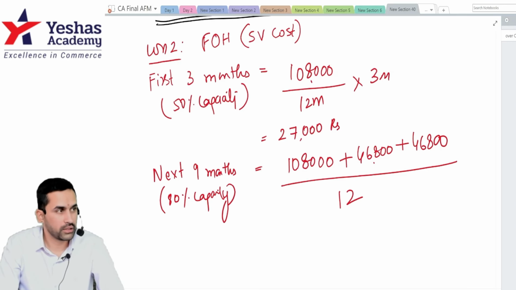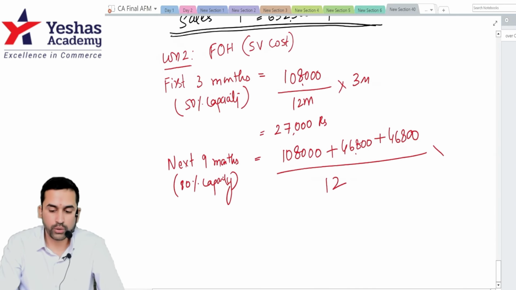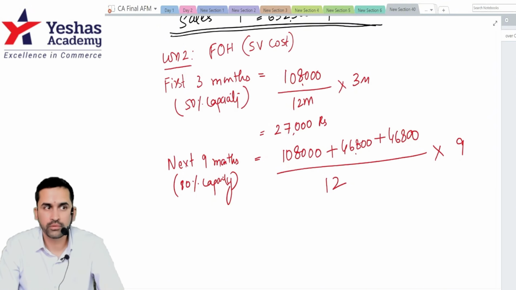Should I divide by 12 and then do into 9? Is it right? Don't go by my face expressions. I think I am right. I am right as in you told me. I think this is right. Those who are thinking this is wrong, explain what is wrong in this.